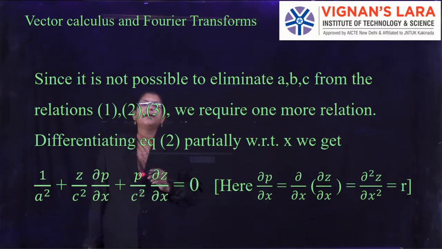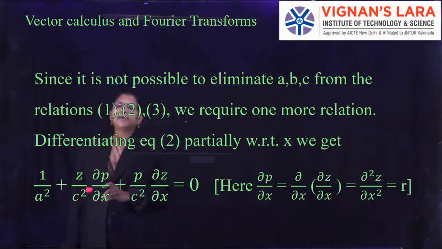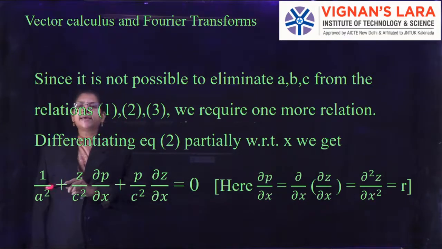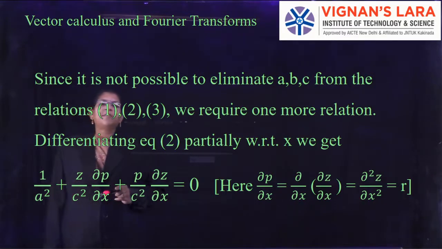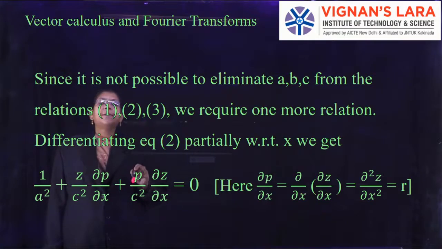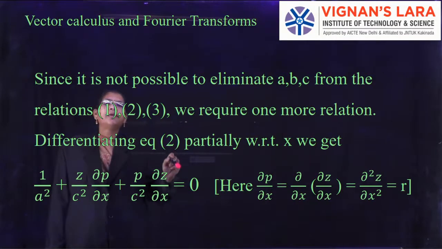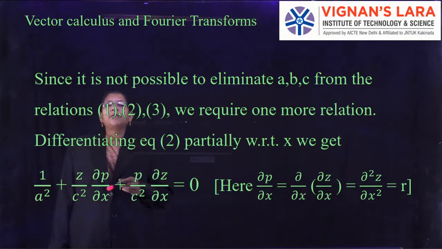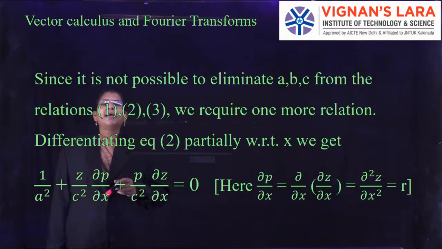Then what will you get? What is equation 2? First term is x by a square. What is the derivative for x? It is 1. 1 divided by a square plus the second term is z by c square into p. What is the derivative for p? Dou p by dou x. Okay. Next term is p by c square into what is the derivative for z? Dou z by dou x. That means for the second term we are applying the UV rule.